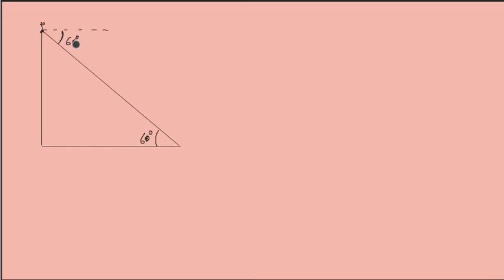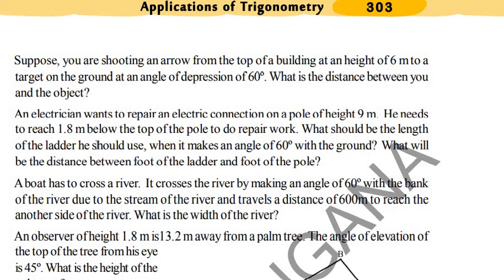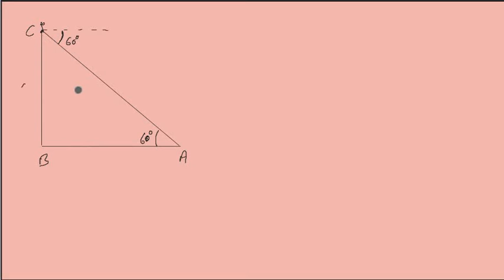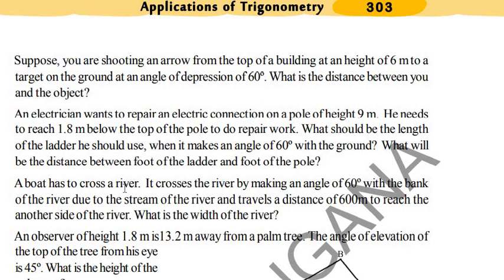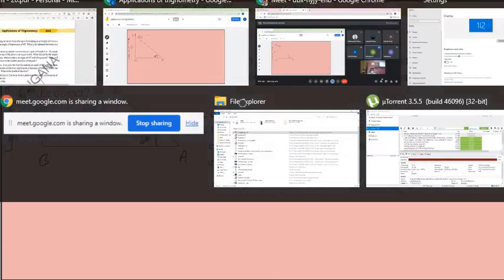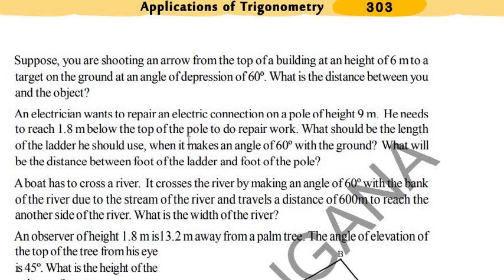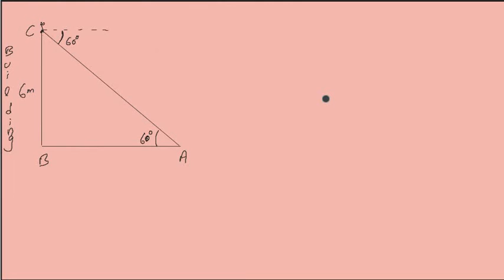Any doubt in this diagram? Okay. Triangle ABC. Anything given? That's a 6 meter height building. This is building. Write diagrams clearly, like how I am writing building, tower, all these things. So shadow. Angle of depression is 60 degrees. Okay. What is the distance between you and the object? Where are you? See, where is the object? What are they asking?